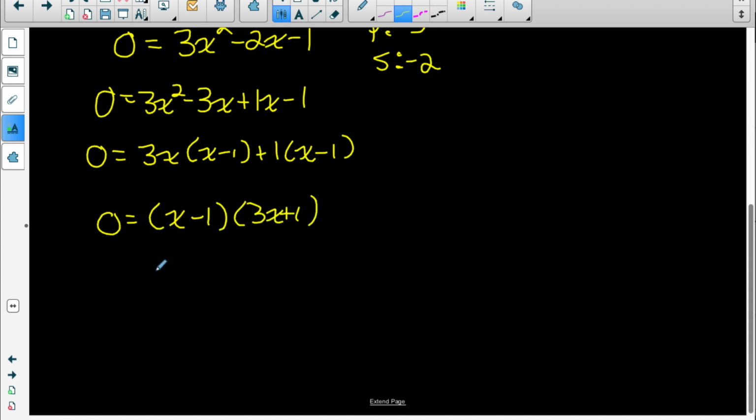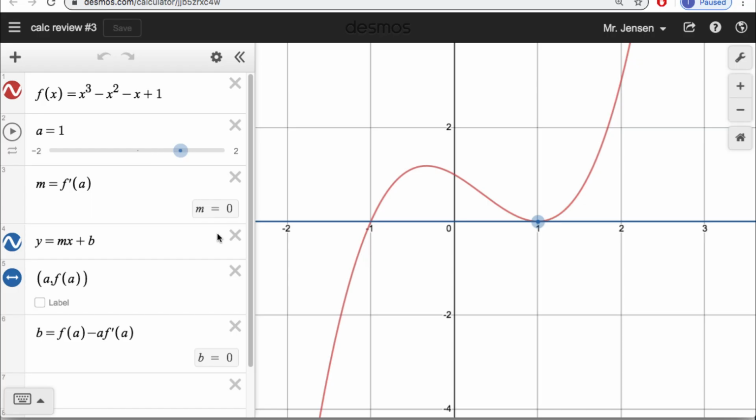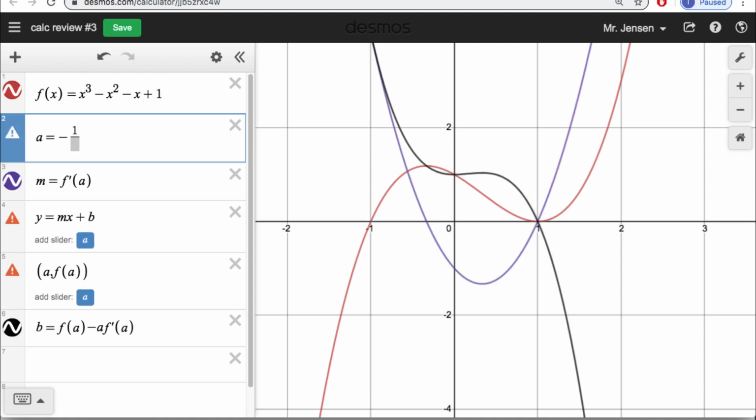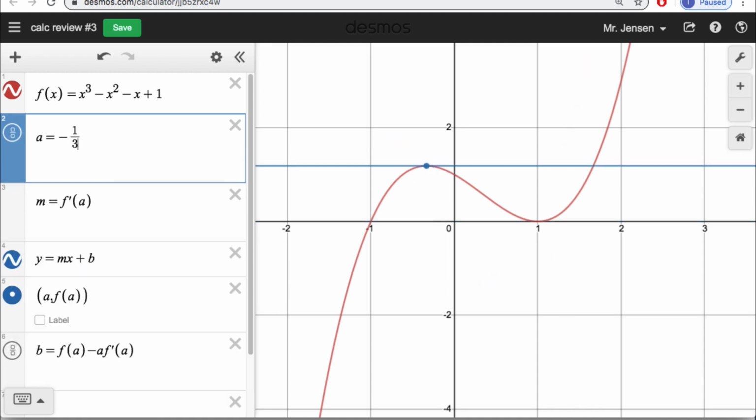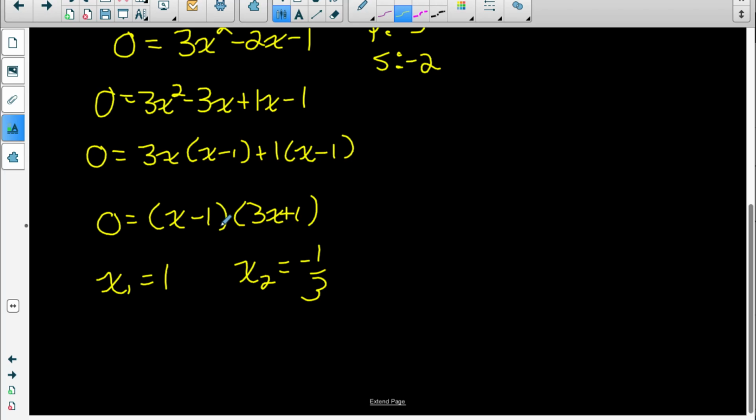So I get two answers for x. I get 1 and negative a third. Those are the two values that make the derivative be 0. So those are the two places on the original function where I would have a horizontal tangent, right? At 1, you see it here, and then also at, we figured out, negative a third. And notice there's also a horizontal tangent, right? The equation of the derivative is equal to 0 there as well.